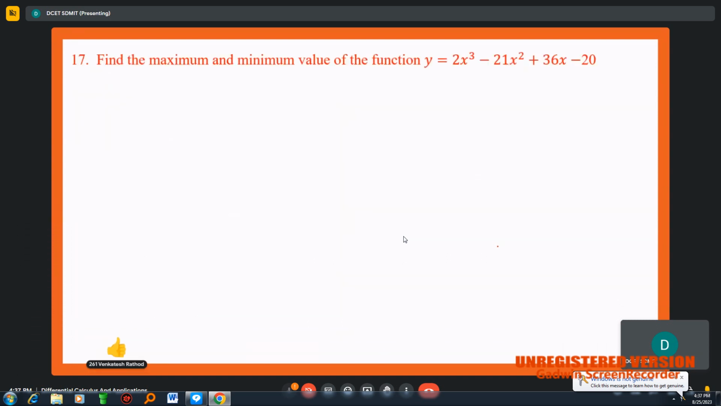Next problem here. Now in this problem we have to find out both the maximum and minimum value. First, before finding the maximum and minimum value, we have to find out the maximum point and minimum point. In which way are you finding maximum and minimum point? By setting f dash of c is equal to f dash of x is equal to 0. So first we have to find out f dash.